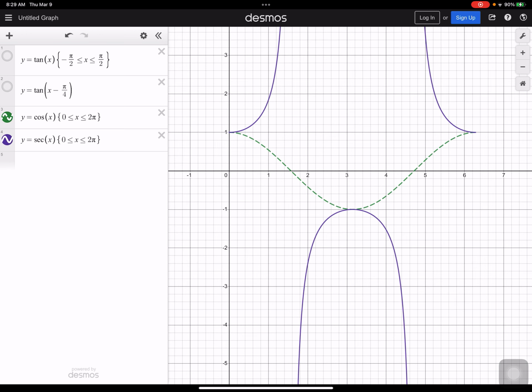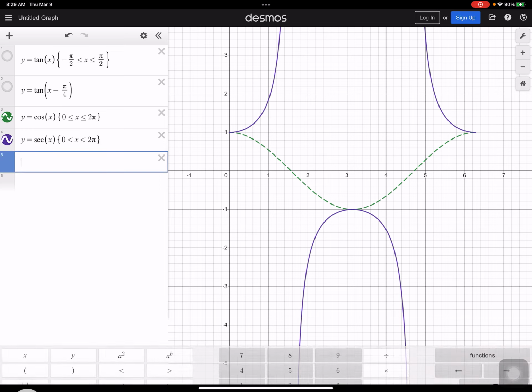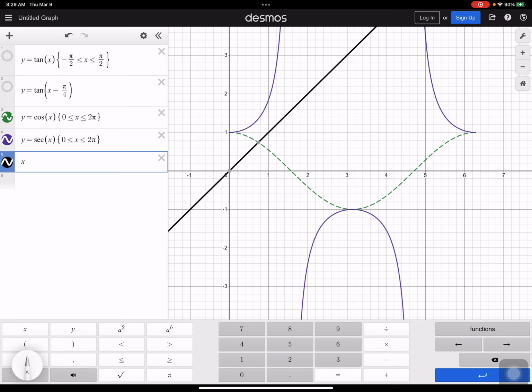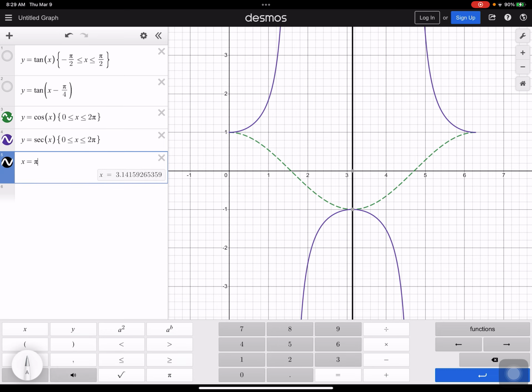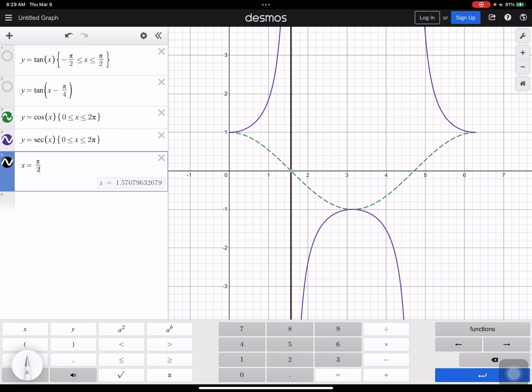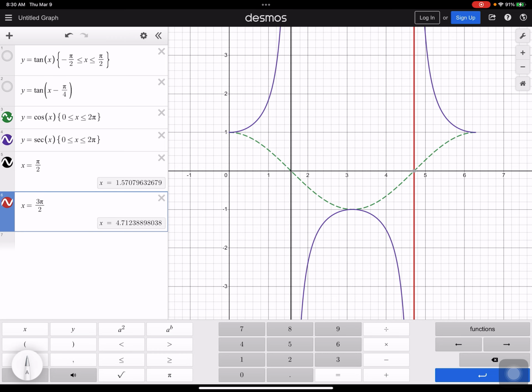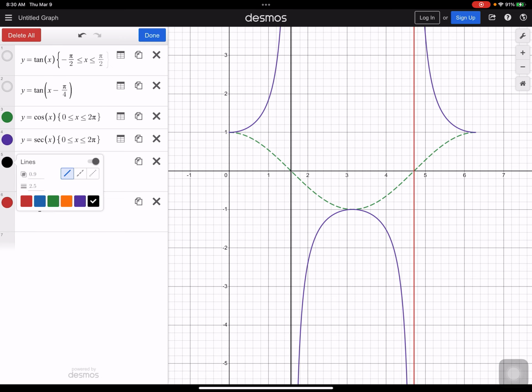So when you graph secant, what's the key? Graph cosine and then sketch it this way. Where you have x-intercepts, they're now going to be your what? Vertical asymptotes. So what did we say? Was it pi over 2? And what was the other one? 3 pi over 2. So your x-intercepts now become, ladies and gentlemen, vertical asymptotes.